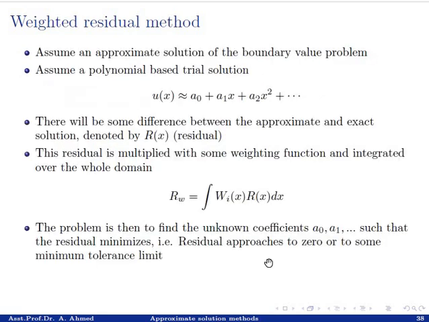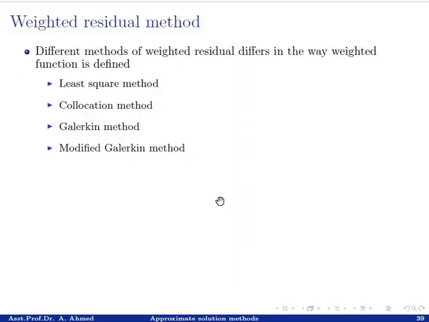And then, based on the definition of the weighting function, different methods are there. So different methods of weighted residual differ in the way the weighting function is defined. The least square method, collocation method, Galerkin method, modified Galerkin method, each of these methods were developed independently, but later on it was realized that each of these methods can be symbolized under one method.